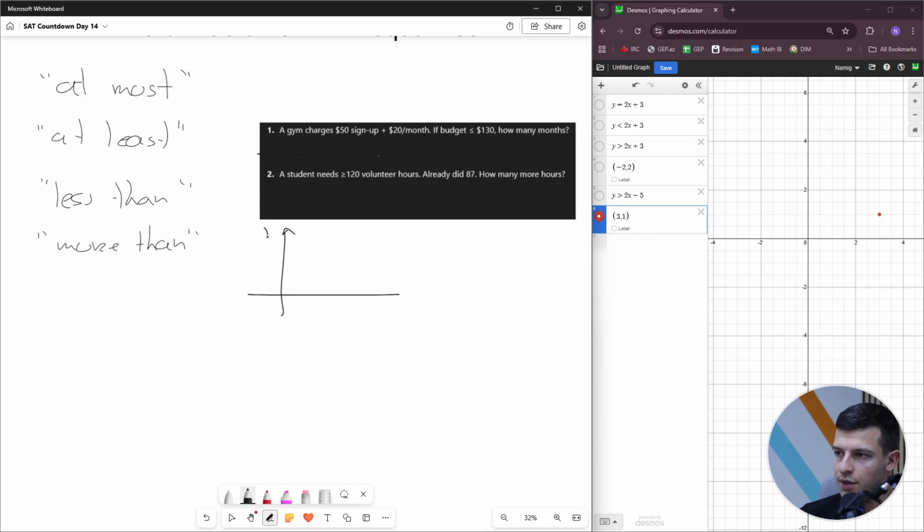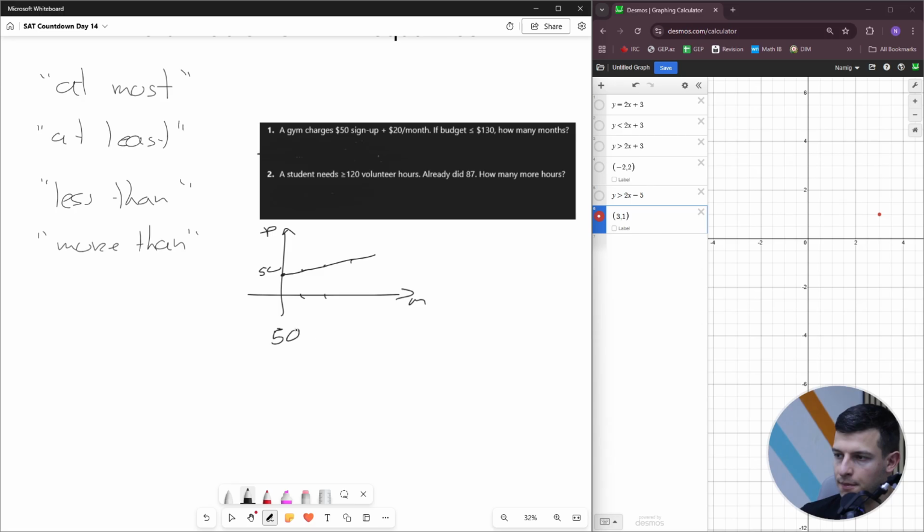So this is price, this is a month, right? It starts at 50, that's your initial cost. And for every month that you go to, month 1, month 2, you add extra. So this will be 70, 90, etc. And the budget is less than 130. So our linear model is like that.